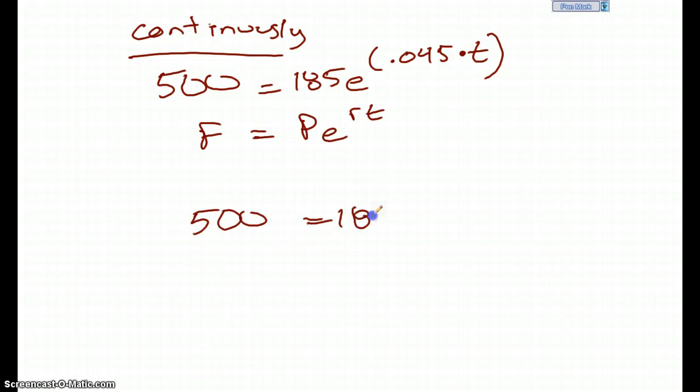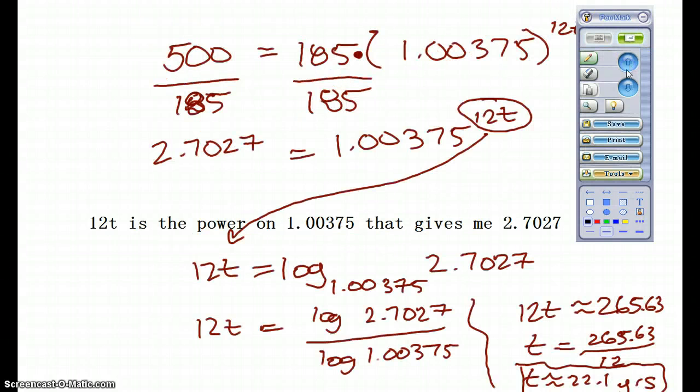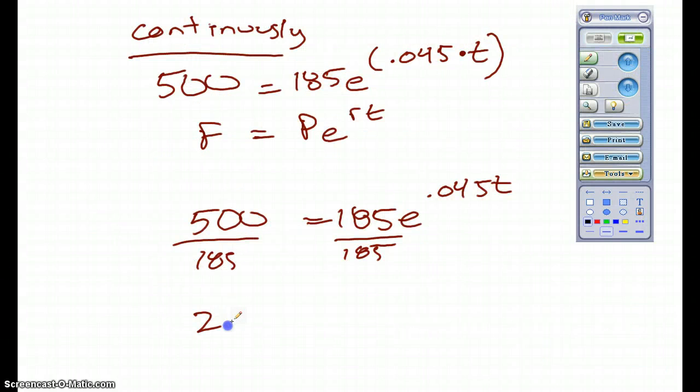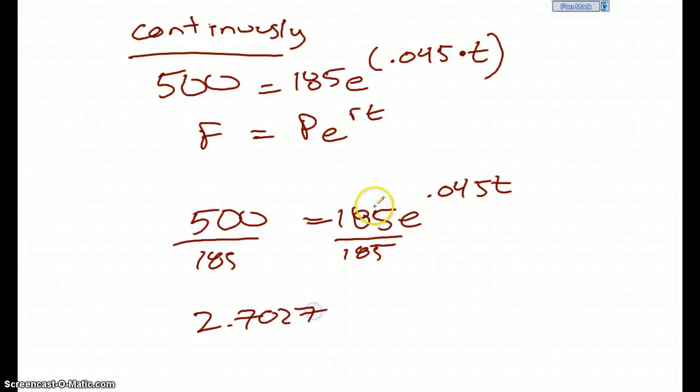So I will start off this problem in the same way. I'll begin by dividing both sides through by 185, giving me the same value, 2.7027 on the left-hand side. Now again, the first thing I would do if I were plugging in something for t is I would do e raised to that power, and then I'd multiply by 185, and that would give me my future value. Now I'm working backwards, so I'm going to divide by 185 first. And now, don't let this throw you off, you could still apply the same technique.